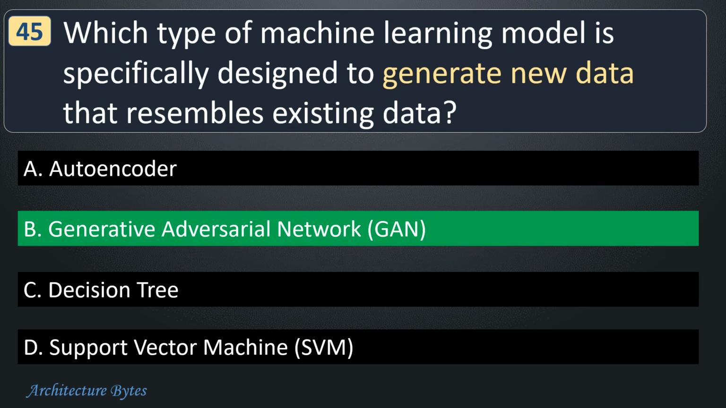Option B, generative adversarial network, is the right answer here. It is specifically designed for generative tasks such as creating new images, music, or text. Autoencoders are used for dimensionality reduction and data reconstruction. Decision trees and SVMs are primarily used for classification and regression tasks.